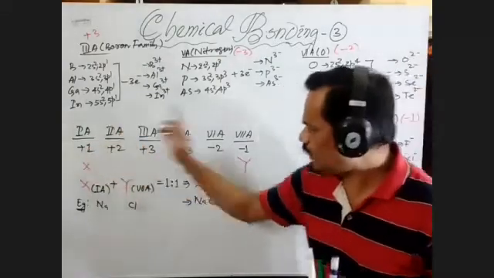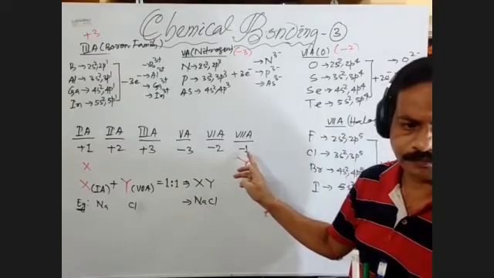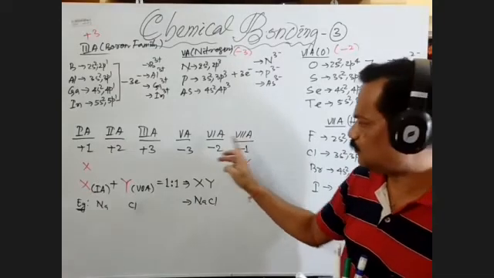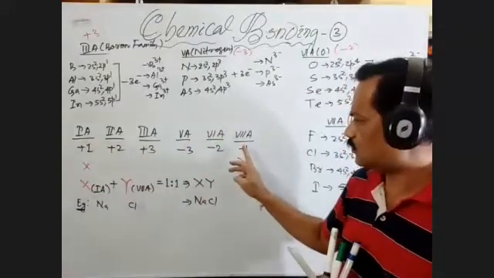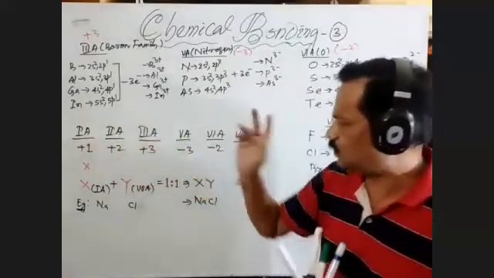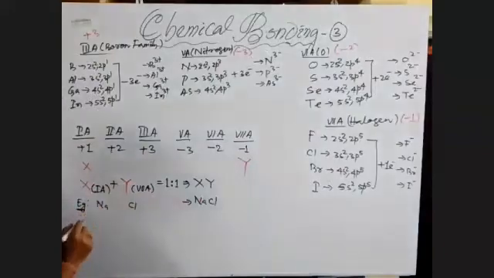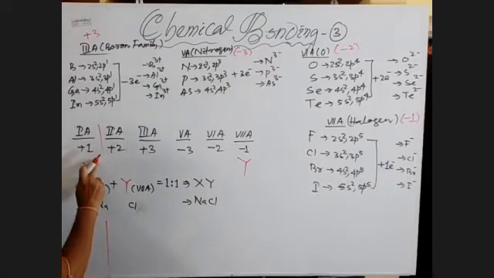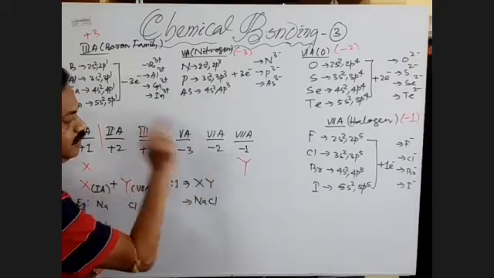So 1A requires only one element from 7th A. Now, if 1A will combine with the other group, let us say I take an X element from 1A. Suppose it wants to combine with this one.